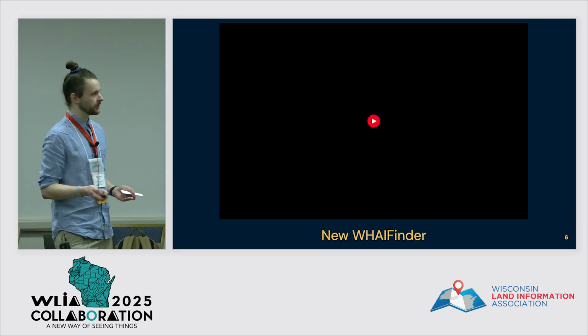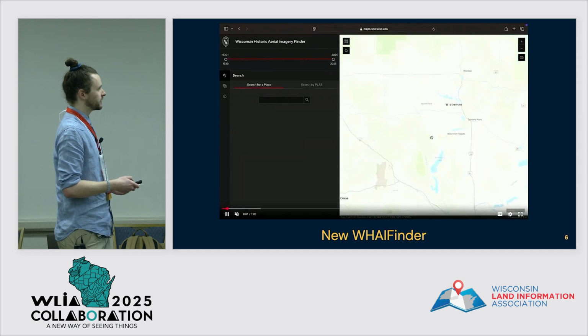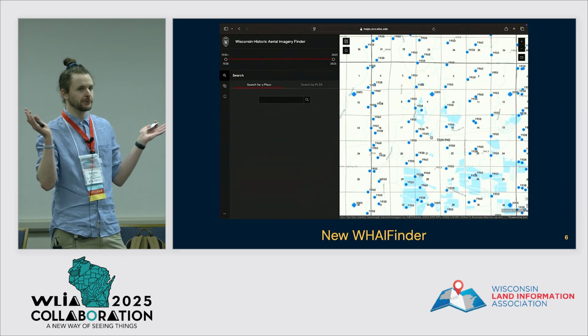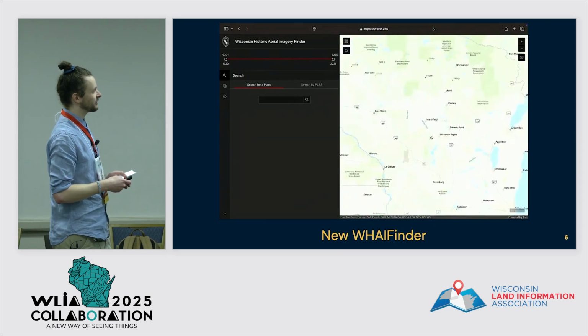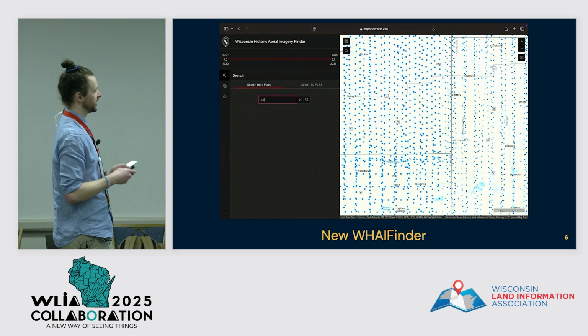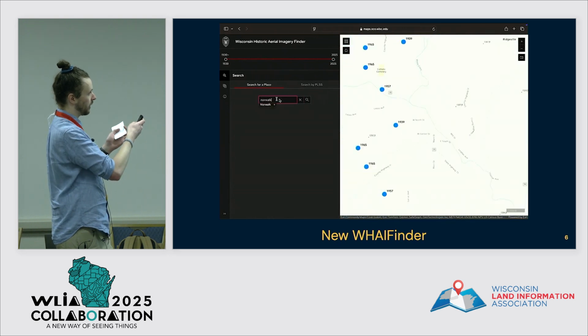Now the new application. This is the new WHAIFinder. Still can zoom in and zoom out. There's a map. Points are blue this time. Oh, different. There's a lot more points. So actually, when we zoom all the way out, we don't show all the points. Otherwise, it gets pretty congested. We're going to search Norwalk, Wisconsin.